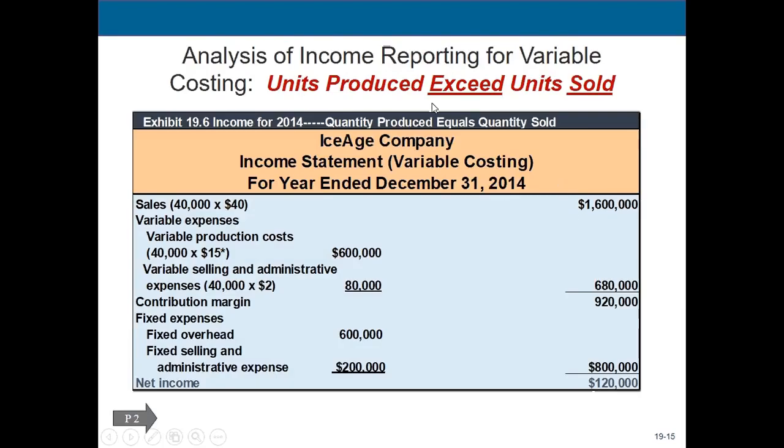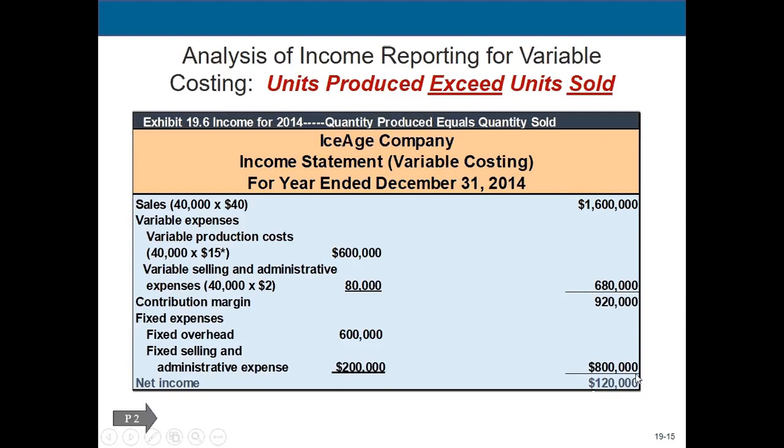All right, here's 2014. The units produced exceed the units sold. We're going to produce 60,000 but only sell 40,000. This is variable costing now, right? When we're taking the variable cost out to get to contribution margin, we sold 40,000 units, which gives us 1.6 million. 40,000 units at the variable costing model, $680,000, giving us a contribution margin of 920,000. But our fixed expenses, 800,000, that doesn't change. That tells us our net income is 120,000.